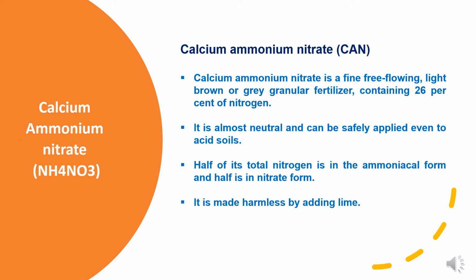Next ammonium and nitrate fertilizer is calcium ammonium nitrate, CAN. This fertilizer contains nitrogen 26%, and these fertilizers are neutral in nature, and are recommended for acid soil application. In this fertilizer, half the nitrogen is in ammonium form and half is in the form of nitrate.